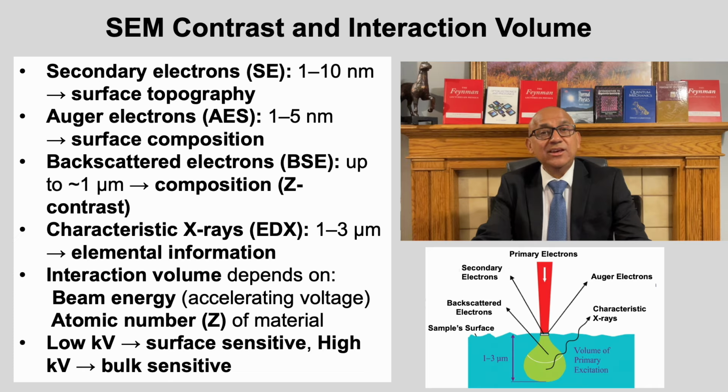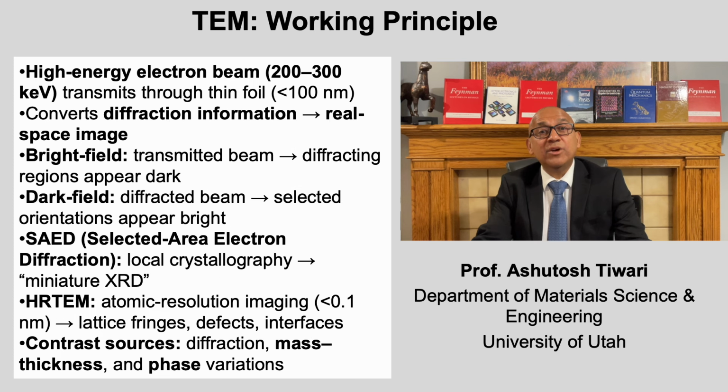Together, SE, BSE, EDX, and Auger electron spectroscopy cover a remarkable range of information, from morphology and composition to surface chemistry, showing how SEM serves as both an imaging and an analytical platform for nanoscale materials. If SEM reveals the surface, transmission electron microscopy, TEM, reveals the interior.